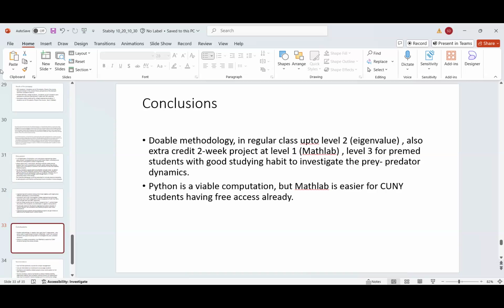Okay. A doable methodology in a regular class is up to level 2 eigenvalue, also extra credit, a 2-week project at level 1 in MATLAB and predator-prey dynamics. Python is a viable computation, but MATLAB is easier for CUNY students having pre-access already.